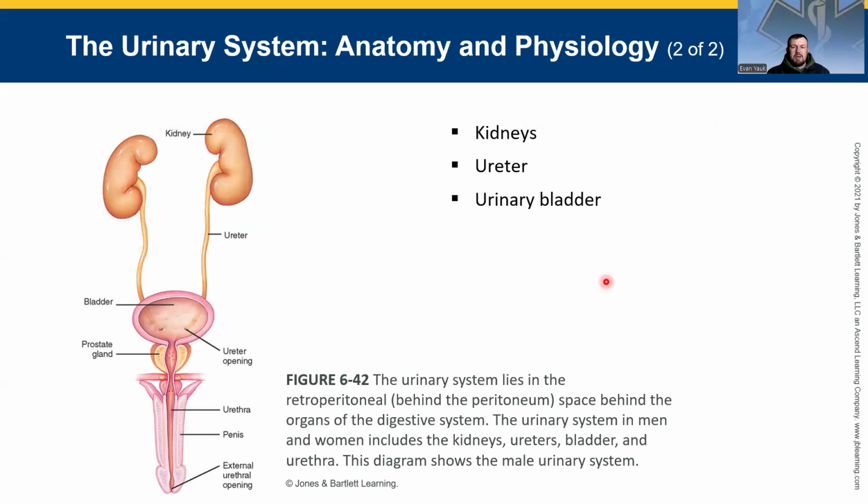Your urinary system is made up of your kidneys, I never can say that word. And then your urinary bladder. I cannot pronounce that word to save my life. Ureters. How's that?